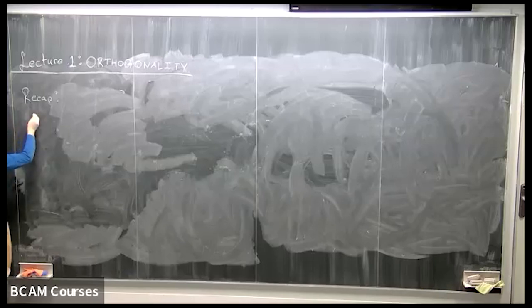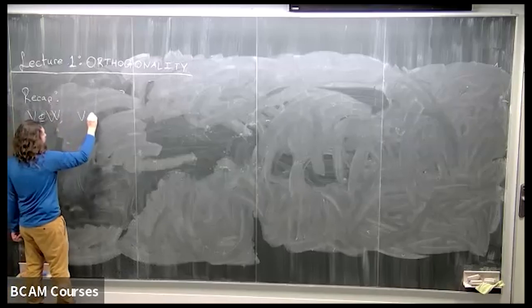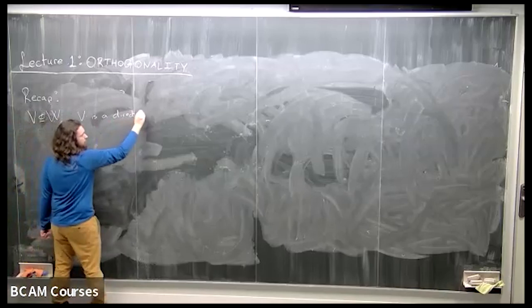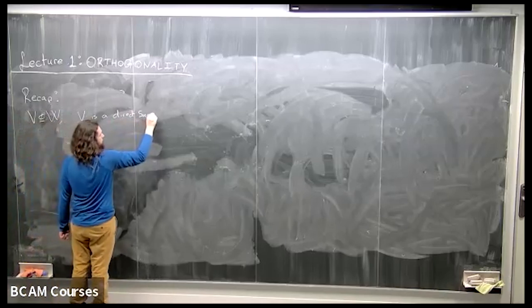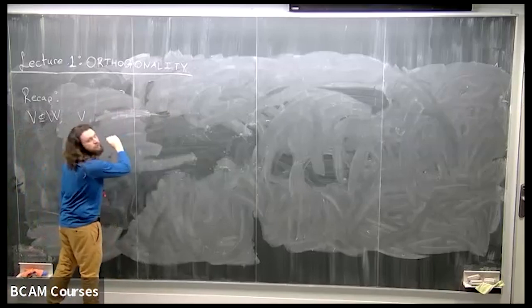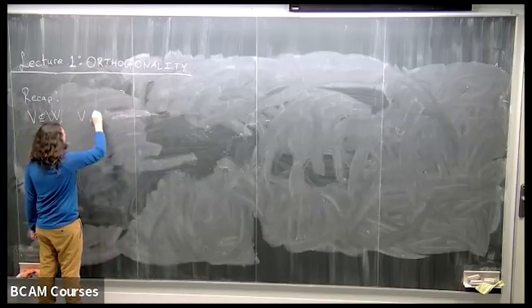So if I give you, let's say, V and W are vector spaces. We will say that V is a direct summand. Oh, wait, sorry, I forgot. I need to write these bigger so that you guys on Zoom can see them.